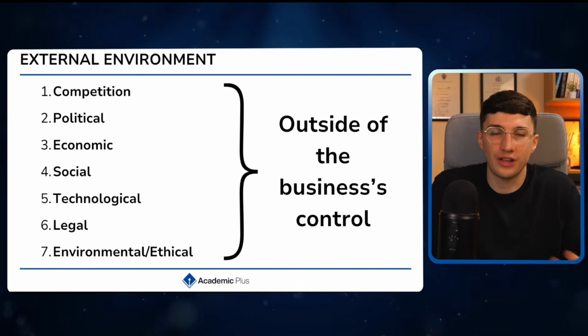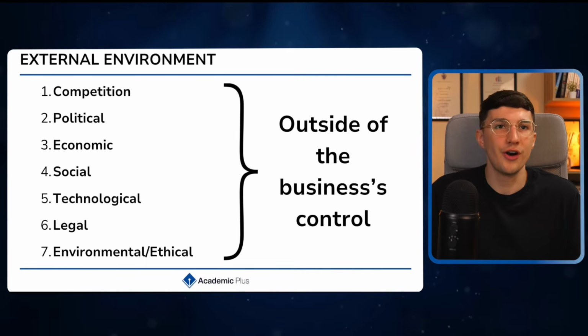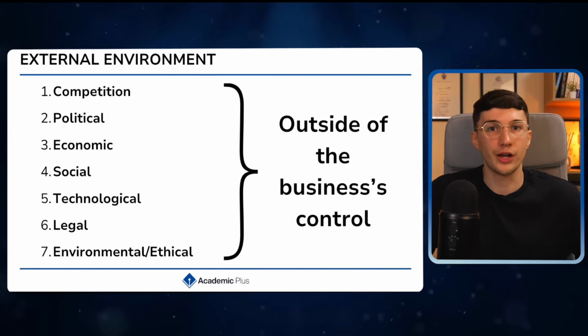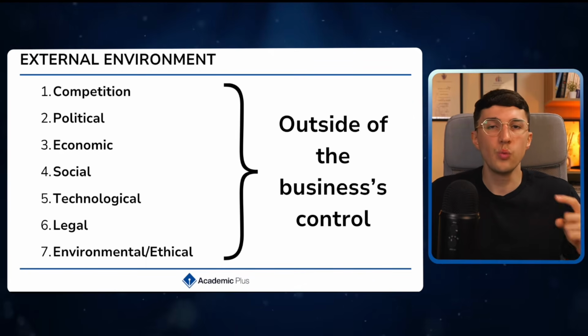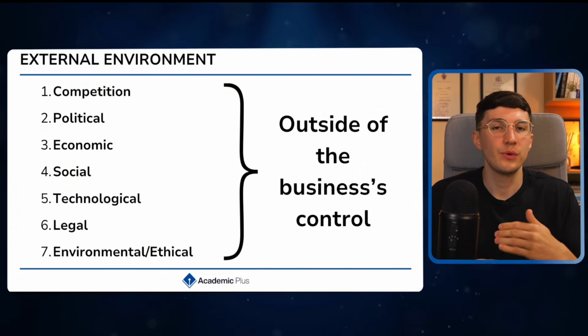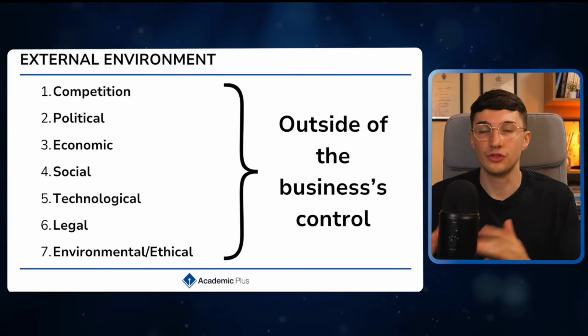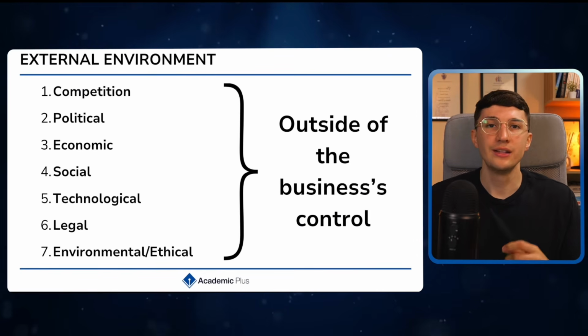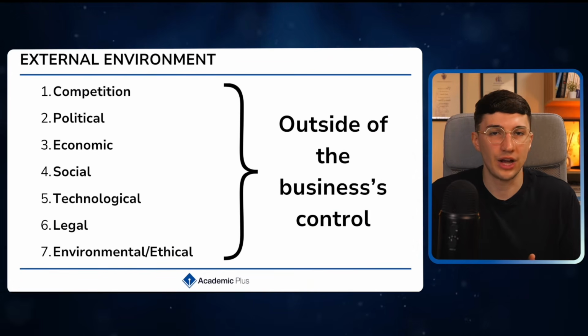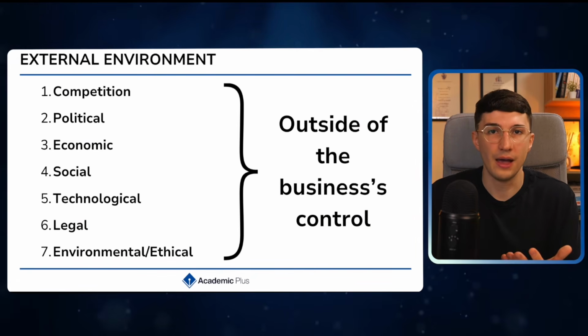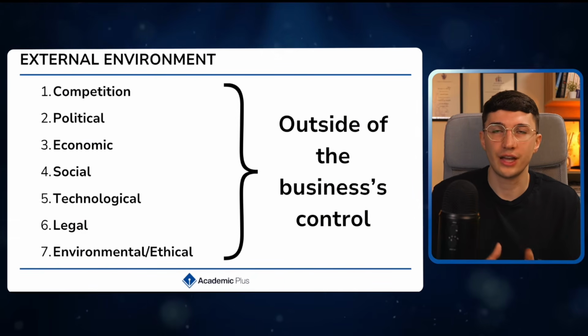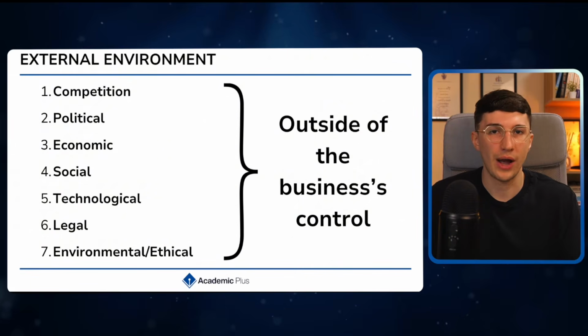We can't control what's happening in the external environment. I can't control my competitors' actions. I can't control the exchange rates. So what a business would have to do is be reactive to the external environment. So if something was to change, they have to react to it. Now, we can anticipate certain changes and we could get the benefit from there. But most of the time, a business will take a reactive approach rather than a proactive approach.